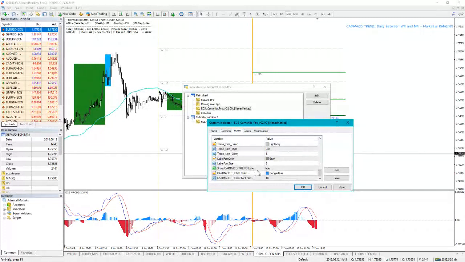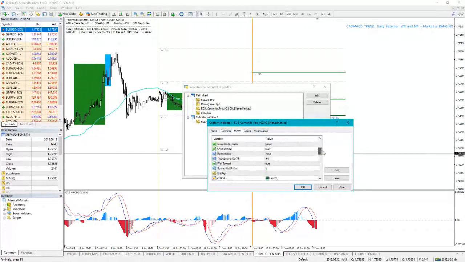You can change colors. You can show the label here. You can display different colors and font sizes. You can also switch time frames. You can also use labels or not use labels. Whatever you want with the indicator, you can do it.